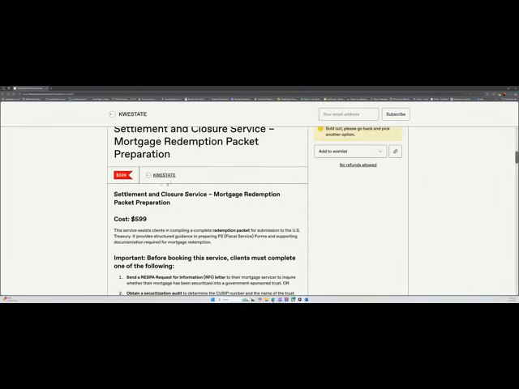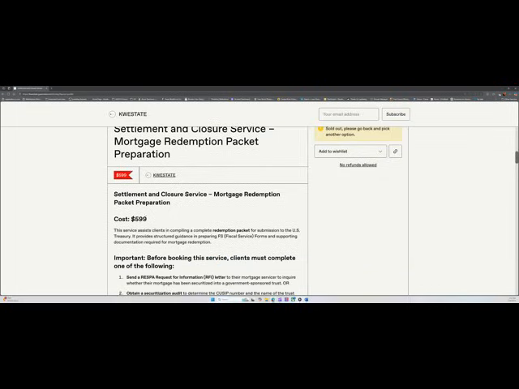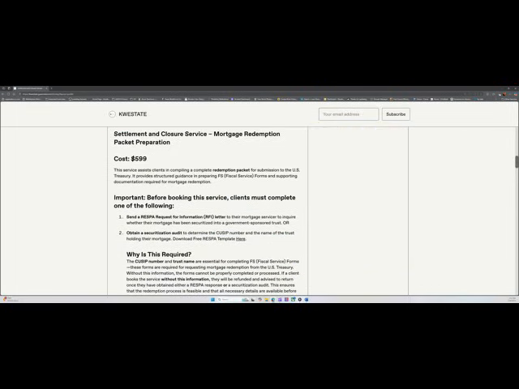Now, if you come here and scroll down, I talk about number two, obtain a securitization audit to determine the CUSIP number and the name of the trust holding their mortgage.